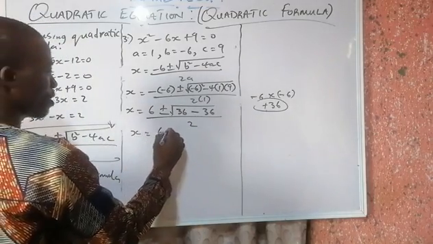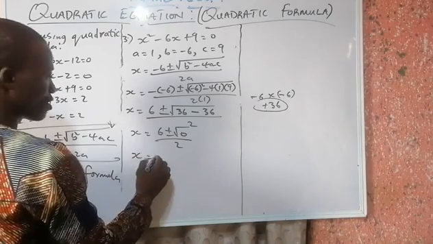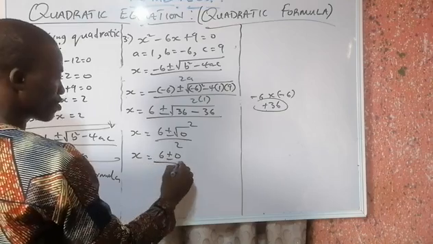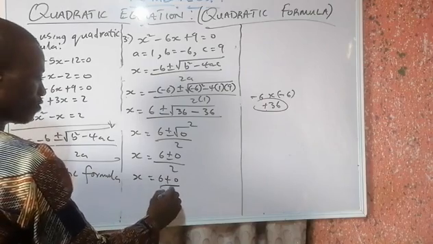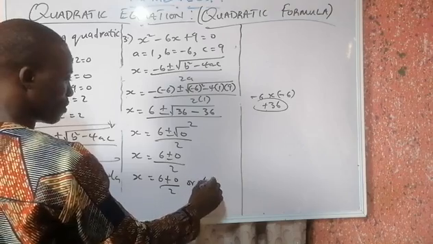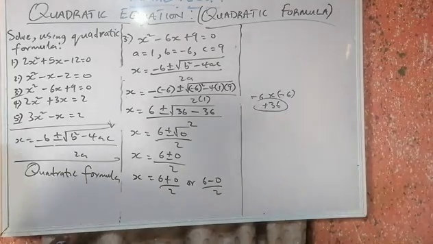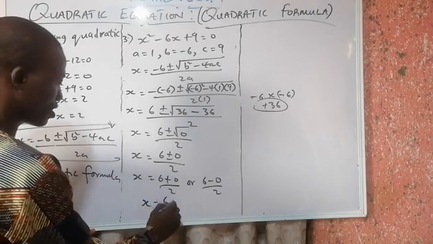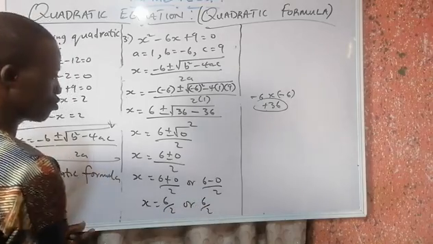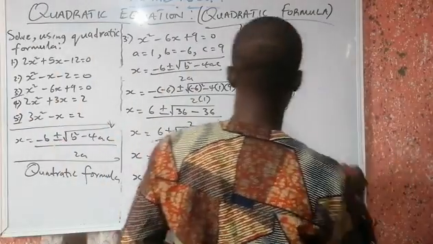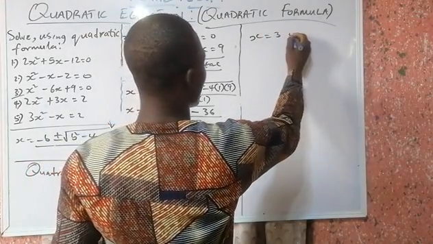x equals 6 plus or minus the square root of 36 minus 36 will give me 0, over 2, and x equals 6 plus or minus the square root of 0 over 2, and x equals 6 plus 0 over 2, or 6 minus 0 over 2. So from here, this will give me x equals 6 over 2, or 6 over 2, and that will give me x equals 3 or 3.